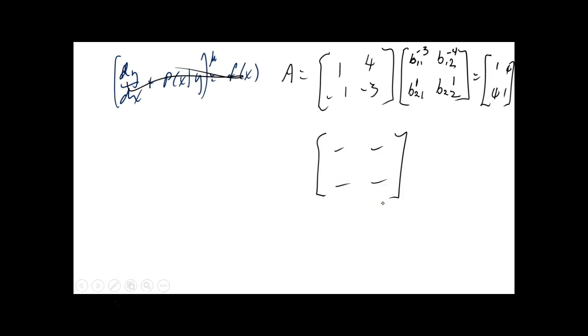I got 1 and 0 for the first column. And then negative 4 plus positive 4 is 0. And then 4 minus 3 is 1. Sure enough, that's the inverse: negative 3, negative 4, 1, 1.